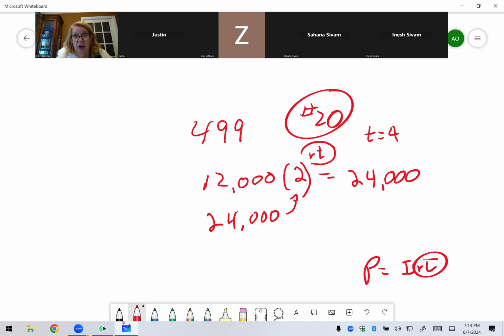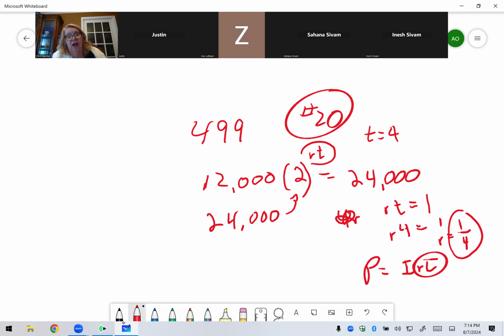So we just want to double it, so we want RT to be 1. The time is 4, and so R will be 1/4. It's not a rate, it's just R. R will be 1/4. The rate is 200%.